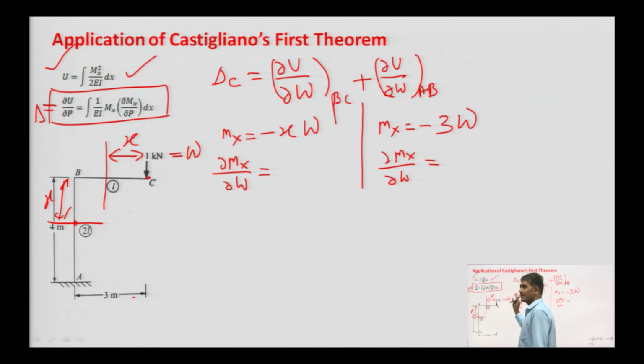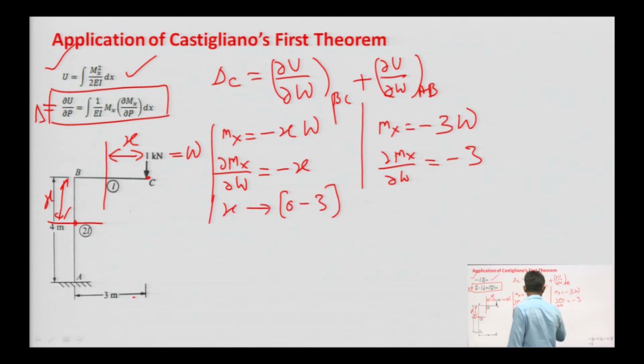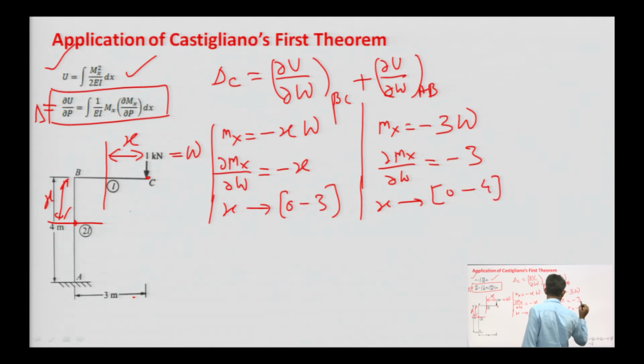We have not taken 1, okay. So, it is x into W or W into x with minus sign. So, del M x by del W, it is minus x, here it is minus 3. Okay. And the limit x ranges from 0 to 3 and here x ranges from 0 to 4.